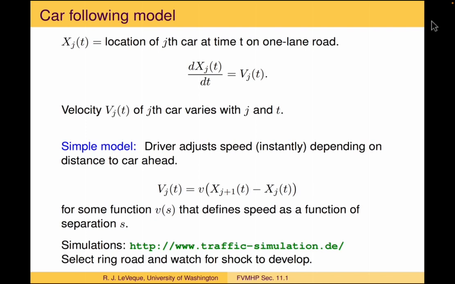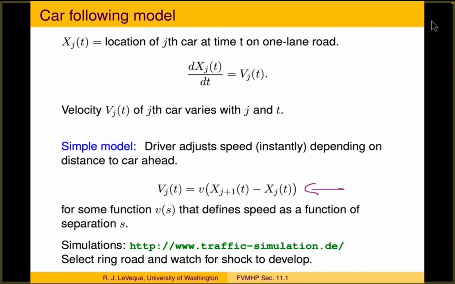And so that suggests that the velocity can be modeled by something like this: the distance from car j plus 1 to car j, times some scalar v. Or sorry, v is a function of the distance between car j and car j plus 1. So v of s is given as some function of s that defines the speed as a function of the separation s between cars.